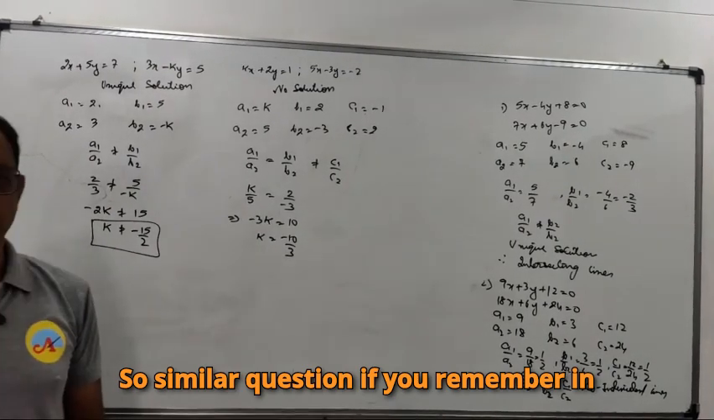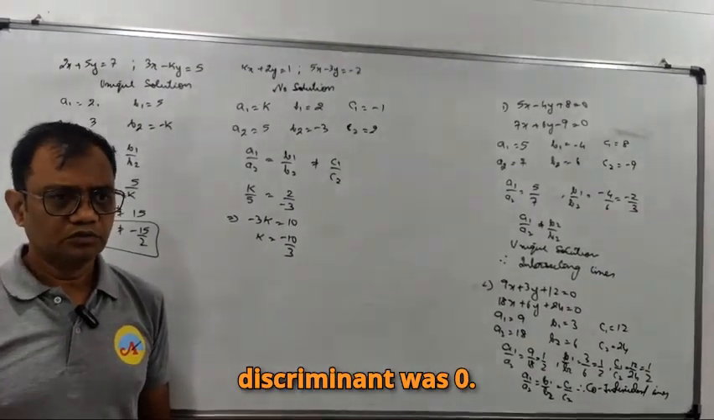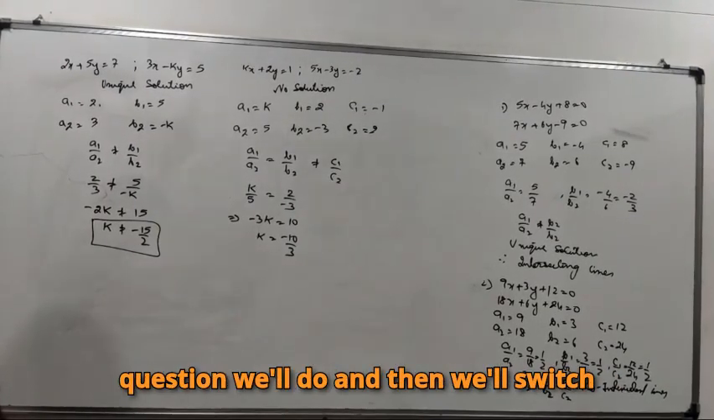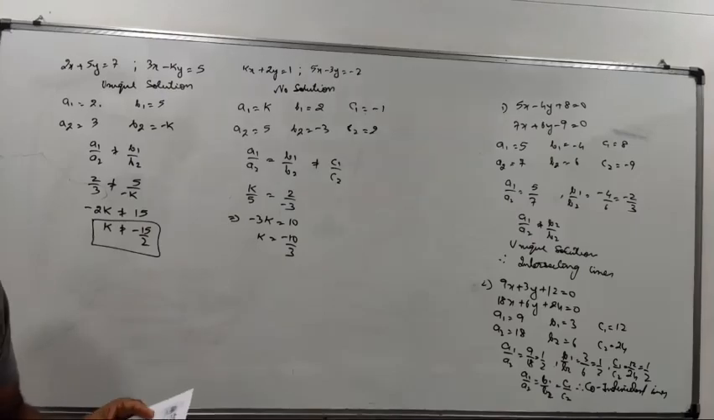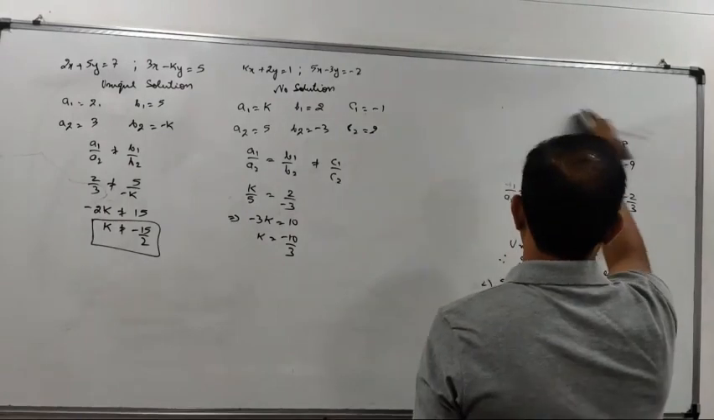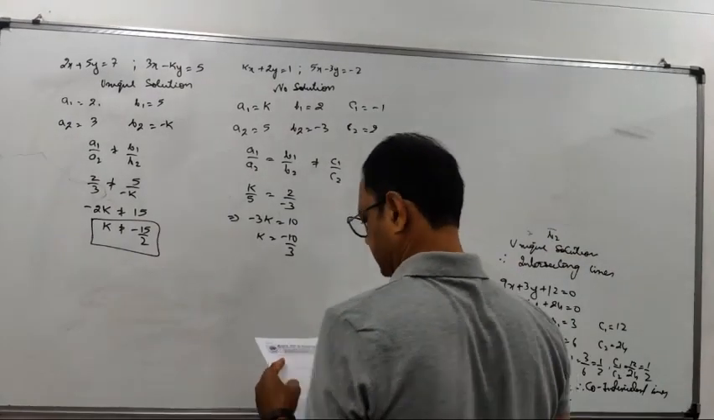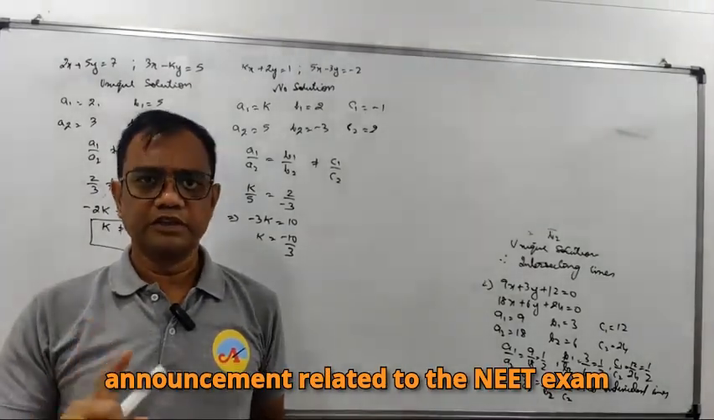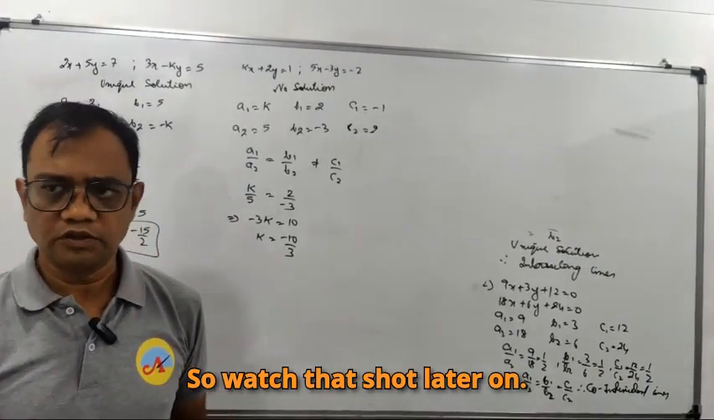So similar question, if you remember in quadratic equation also we did finding out the value of k when discriminant was 0. So here also the same way you have to use the condition. So one more difficult question we'll do and then we'll switch on to the graphical method. And I'm going to give an announcement related to the NEET exam also. So I'm going to make a short. So watch that short later on.